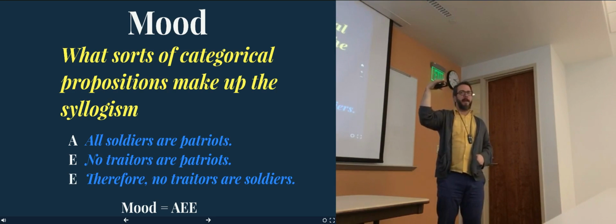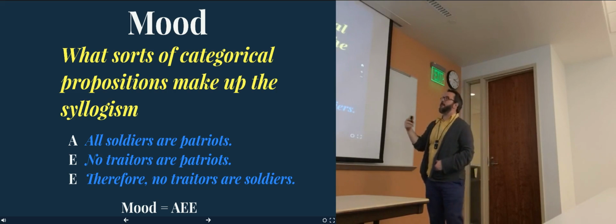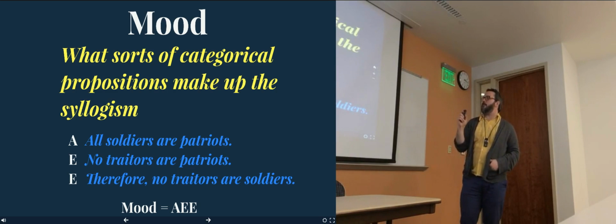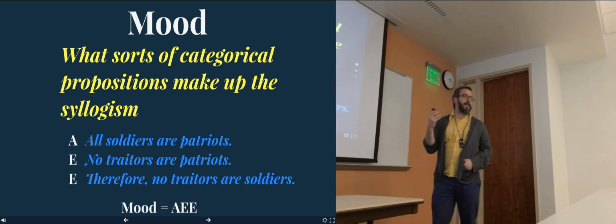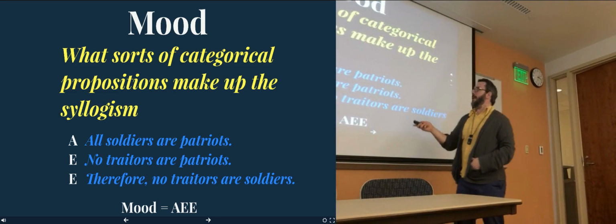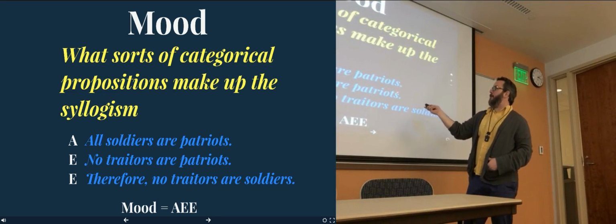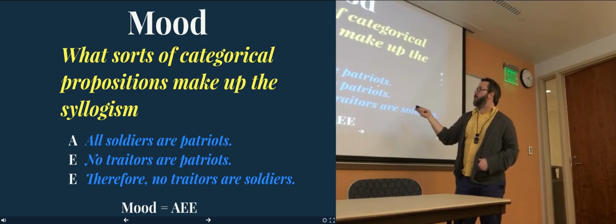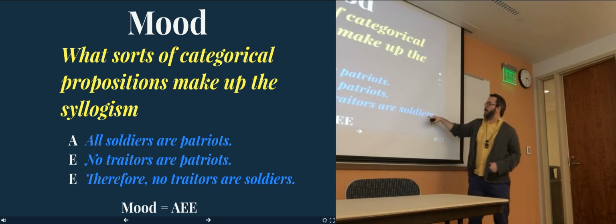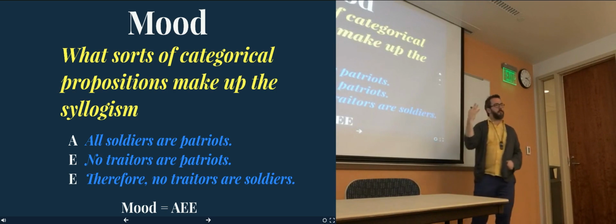Like what kind of statement is my major premise, what kind of statement is my minor premise, what kind of statement is my conclusion. This argument, all soldiers are patriots, no traitors are patriots, therefore no traitors are soldiers, is an AEE argument, or an AEE syllogism. The mood is AEE. And I call it an AEE because my first premise is an A statement, all soldiers are patriots. My second premise is an E statement, no traitors are patriots. And my conclusion is an E statement, no traitors are soldiers.